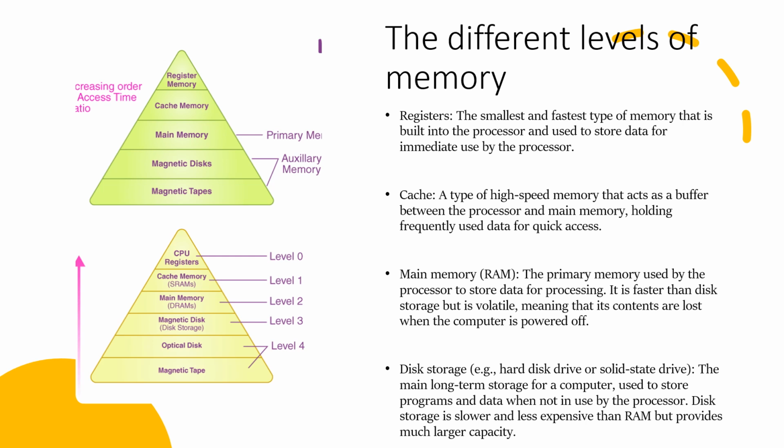RAM, which is also called main memory. It is the primary memory used by the processor to store data for processing. It is faster than disk storage, but it is volatile, meaning that its contents are lost when the computer is powered off. Disk storage, for example, hard disk drive. It is the main long-term storage for a computer used to store programs and data when not in use by the processor. Disk storage is slower and less expensive than RAM, but it provides much larger capacity.